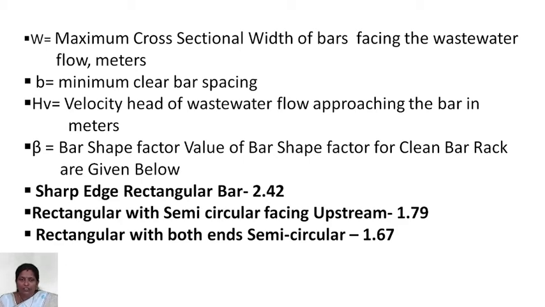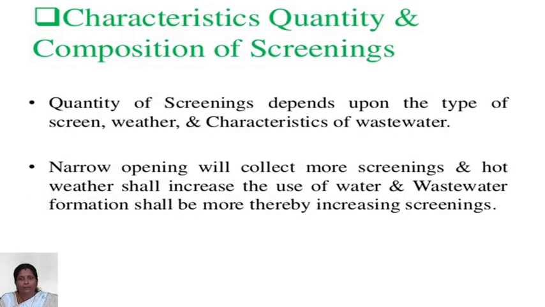Beta is the bar shape factor. The values of the bar shape factor for a clean bar rack are given below. For a sharp-edged rectangular bar, the beta value is taken as 2.42. For a rectangular bar with a semicircular face upstream, it is taken as 1.79. For a rectangular bar with both ends semicircular, it is taken as 1.67.